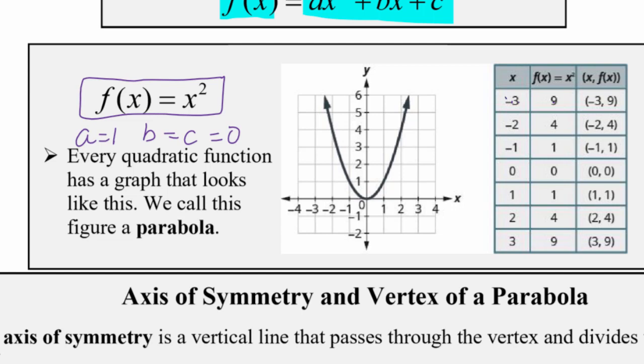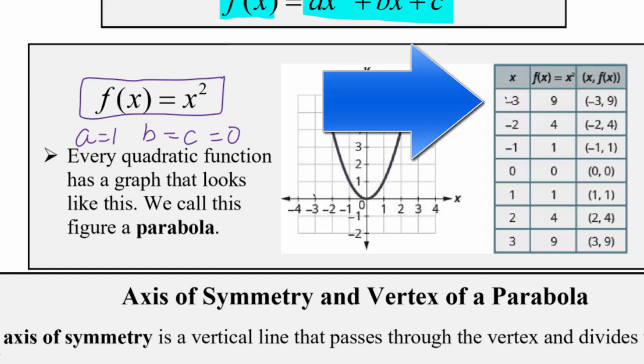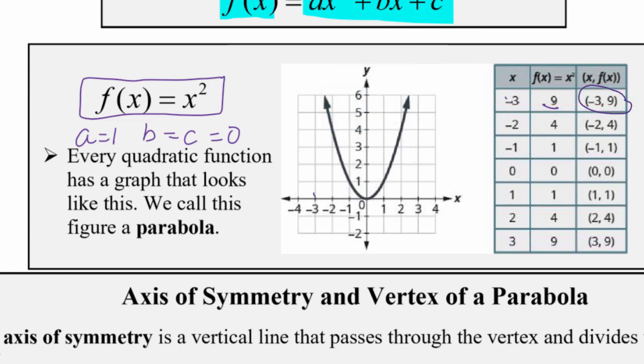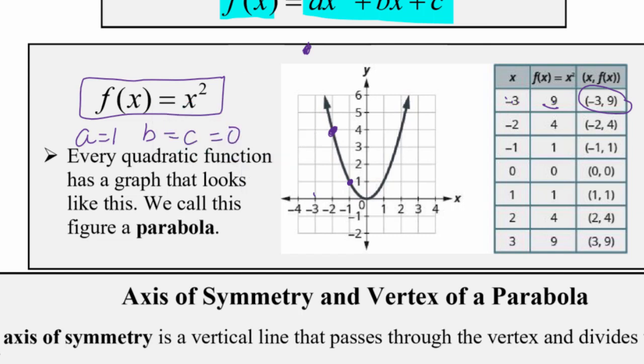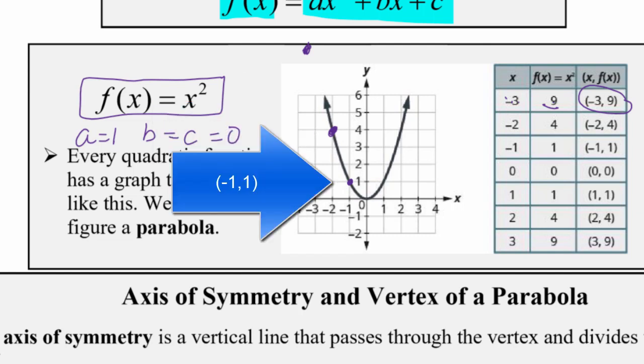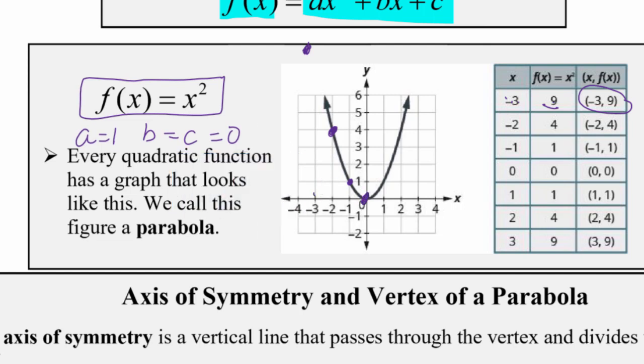So when x is -3, when we square that, we will get a y value of 9. So (-3, 9) will be on our parabola. And unfortunately, it's up here somewhere in our graph. When x is -2, when we square -2, we get a y value of 4. So the ordered pair (-2, 4) is on our parabola. For -1, square that, our y value is 1. So (-1, 1) is on our parabola graph. 0 squared is 0. So our parabola goes through the origin.